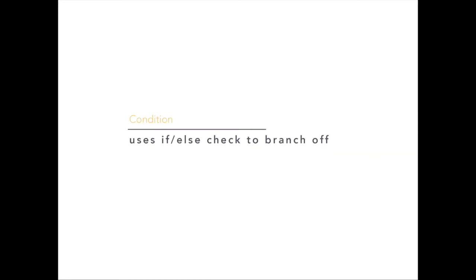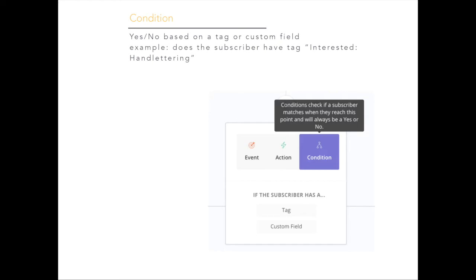And finally, condition. Conditions run an if-else check and create a yes-no path. So it matches whether the subscriber fits a certain criteria. And in this case, it can either be a tag or a custom field. And based on that, it moves them forward. So for example, if the subscriber has a customer tag, it will move them on a certain path versus if they didn't. I'm going to show you all of this in action in just a minute, so hang tight.